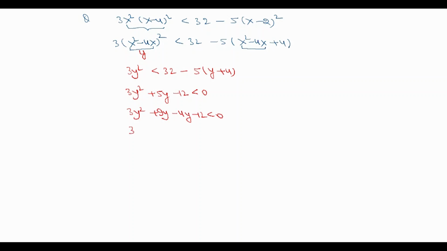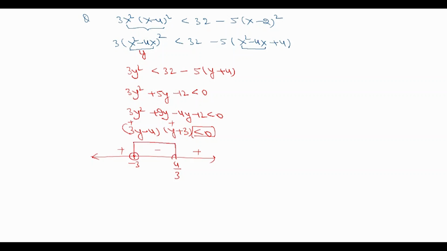So I'll get 3y minus 4, y plus 3 is less than 0. So here I'll get y as minus 3 and y as 4 by 3. So now coefficient of y here is positive, it is also positive. So rightmost will be plus. So plus, minus and plus, I need what? I need less than 0. Less than 0 is minus.